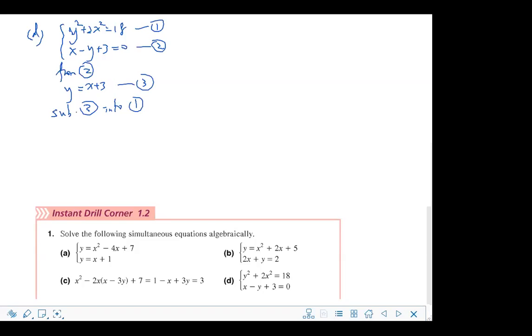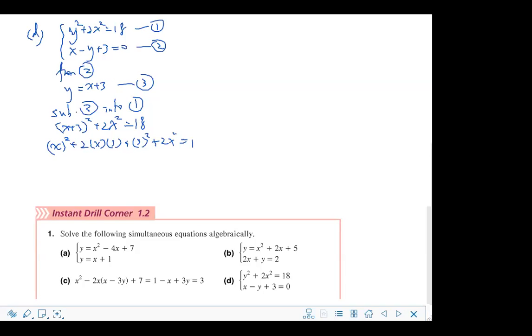Okay, so the y squared becomes x plus 3 bracket square plus 2x squared is equal to 18. And then we are going to use the identity to expand the x plus 3 bracket square. So it's a squared plus 2ab plus b squared.